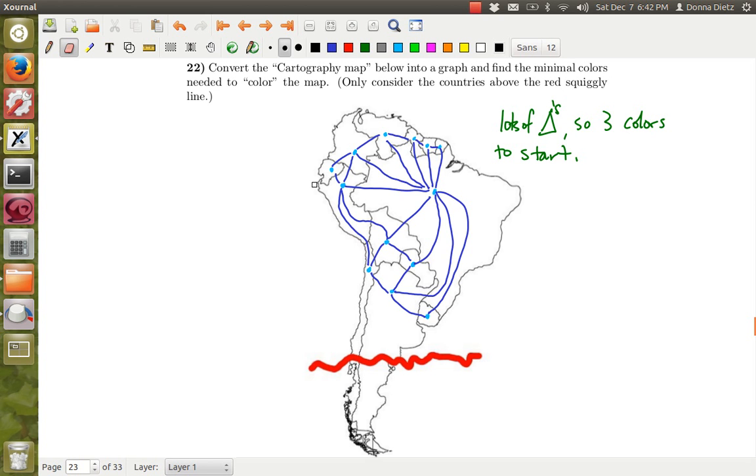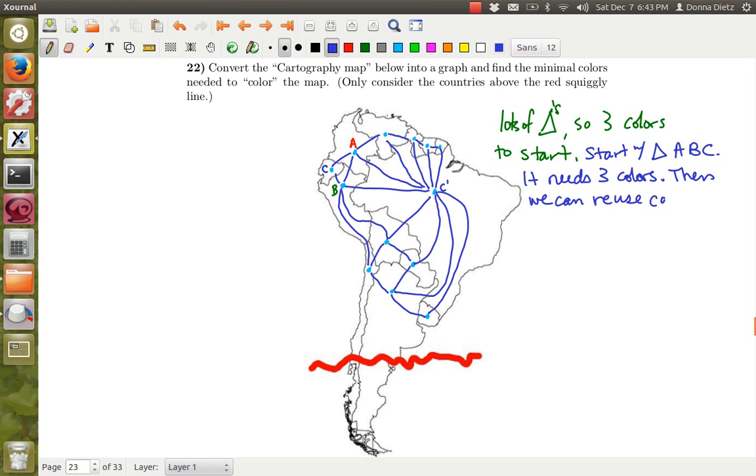But we could go ahead and say maybe anchor the triangle here, maybe color A, color B, color C, and C again. Okay? So start with triangle ABC. It needs 3 colors. Then we can reuse color C at, let's say, point Q. Okay? So then what happens?